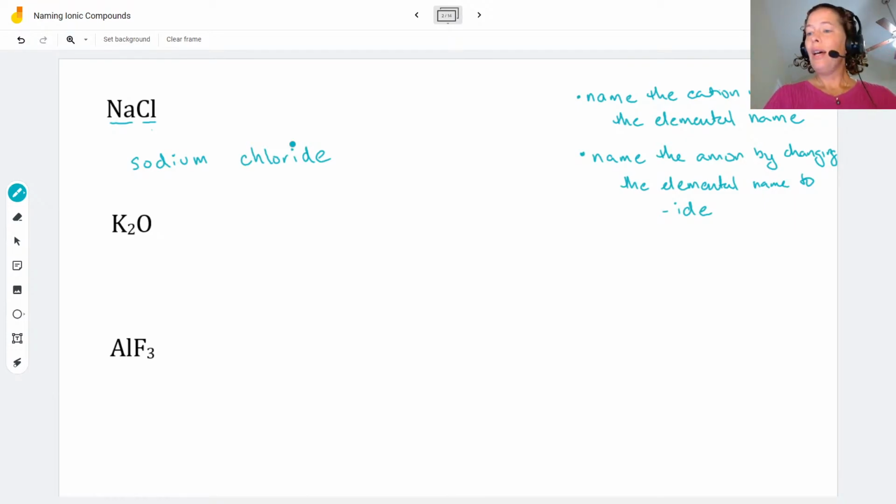Okay, but let's go on to some other compounds that maybe you don't know right off the top of your head. So K2O. Again, these are still monoatomic ions. It does not matter that there is a 2 there because the ion itself is just potassium, which is K. Potassium is the cation. It's okay that there are two potassiums. We're still going to name it with its elemental name, potassium.